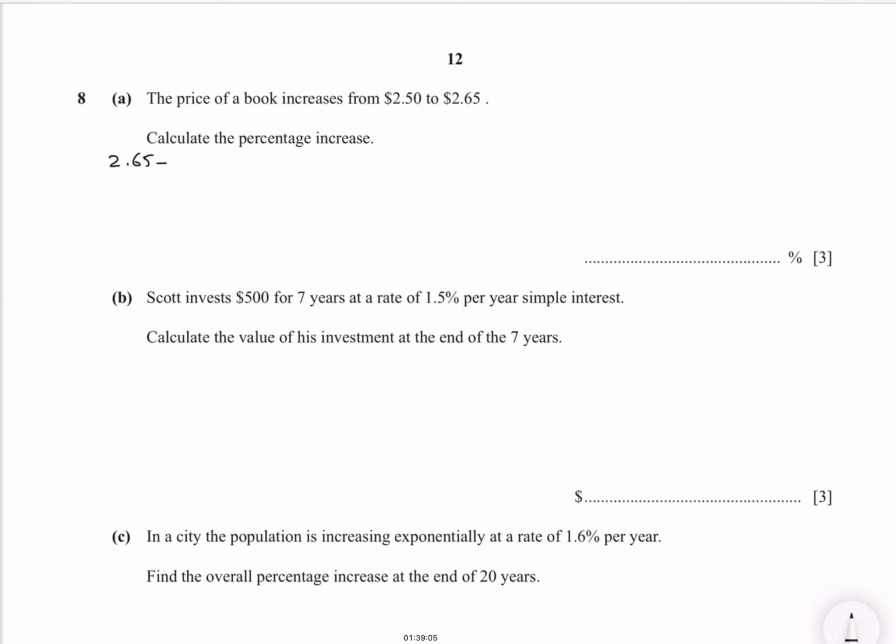The price of a book increases from $2.5 to $2.65. Calculate the percentage increase. So find out the difference. 0.15 divided by the original price times 100. So this is 6%.